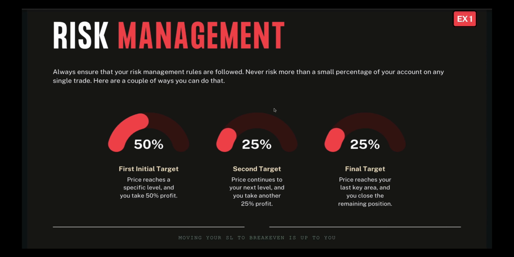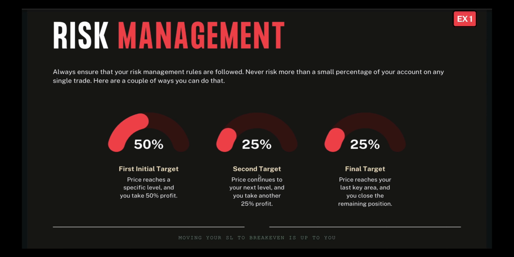All right, so for the first initial target, price reaches a specific level. It could be your initial target, or the target that you want to use as your first runner. You can take 50% off of that position, or 50% profit. So let's just say you're targeting an order block as your first runner. You can take 50% off on that one.